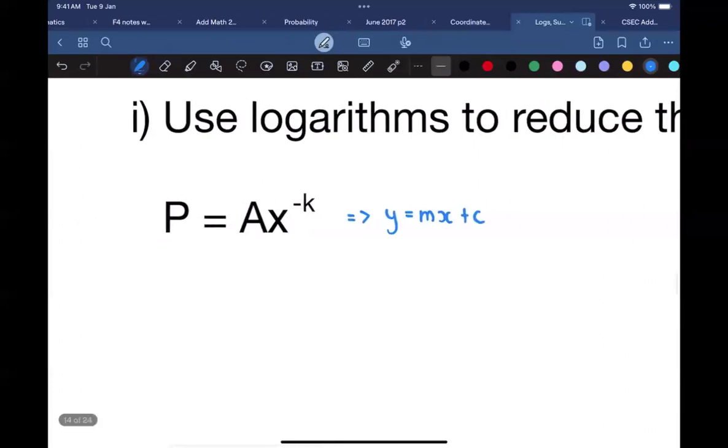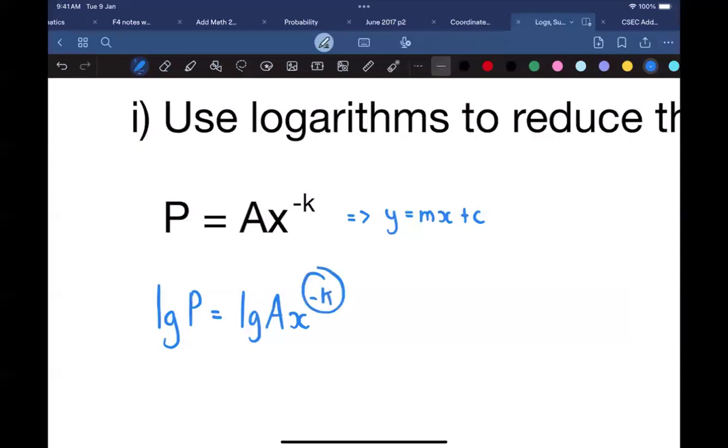So first things first. Kiara, what would I have to do on both sides? You had to take logs on both sides. So tell me what to write. I write it one time, so it will be log P equals log A x to the power of minus k.